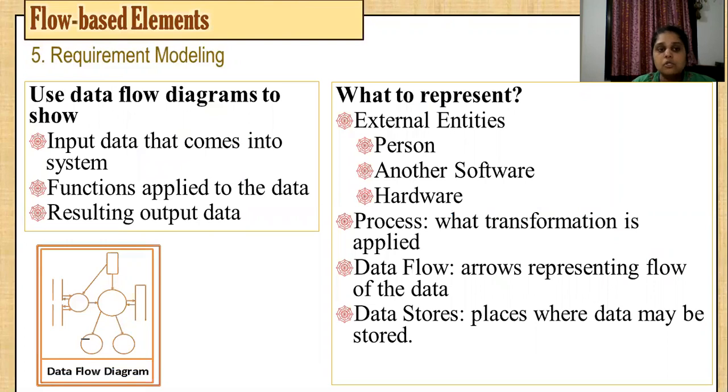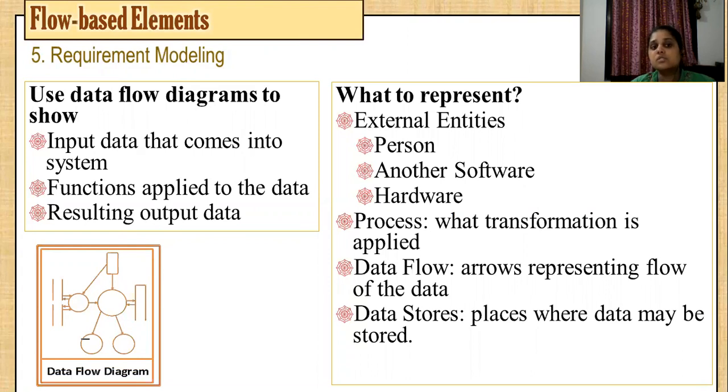Now, the use of a data flow diagram. The use is we come to know what is going in the system, we come to know what functions are applied to the system, and we come to know what is the output of your system. So this is how your data is going to flow throughout the whole software or the whole system.